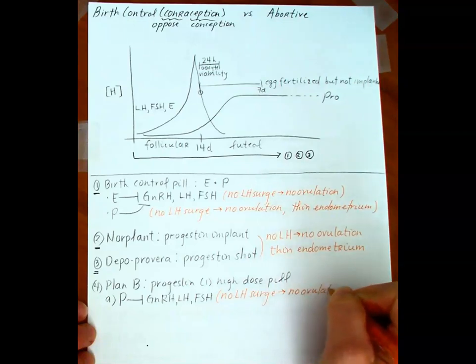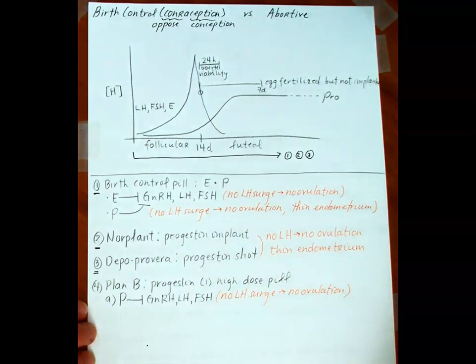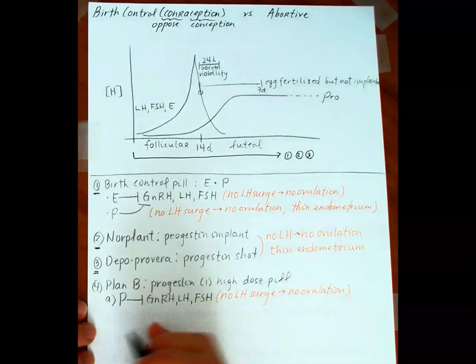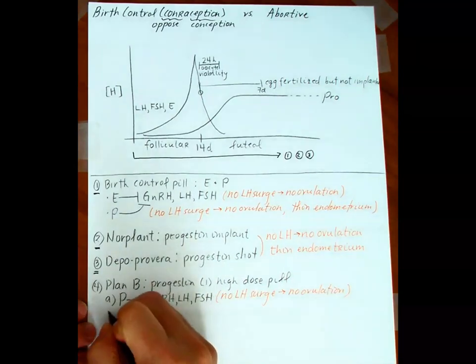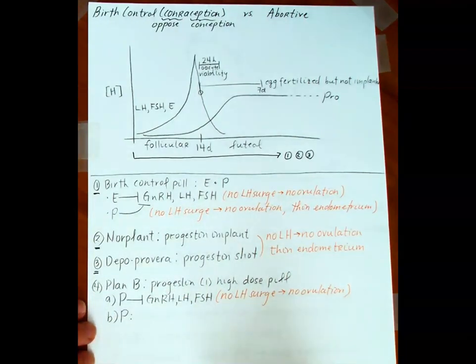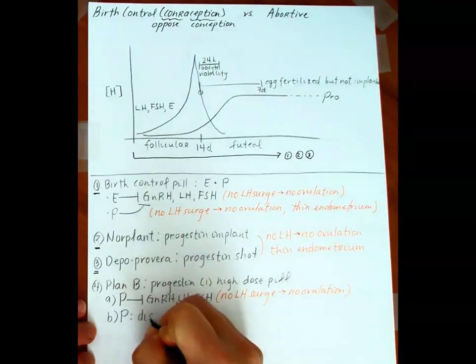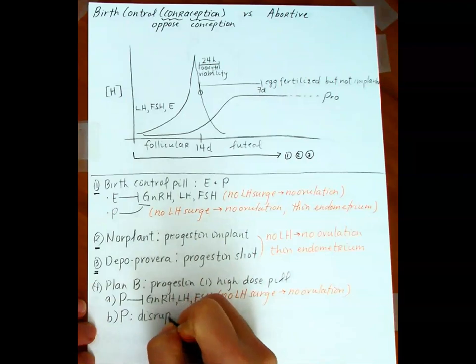So even if sperm is present in the fallopian tube, there won't be an egg to fertilize. Okay? Now, if you take Plan B post ovulation, and the egg is already fertilized and it's now traveling down the fallopian tube to the uterus, Plan B is now acting as an abortive, and it does so by disrupting the endometrial lining so that the zygote cannot implant and therefore it dies.